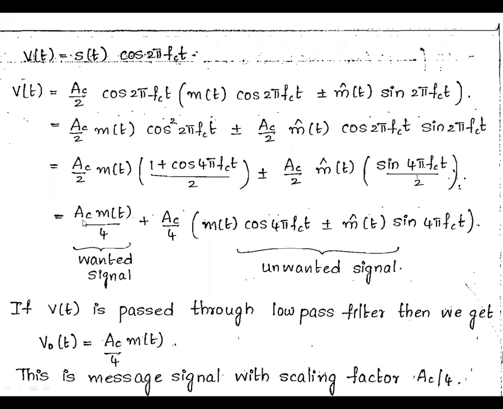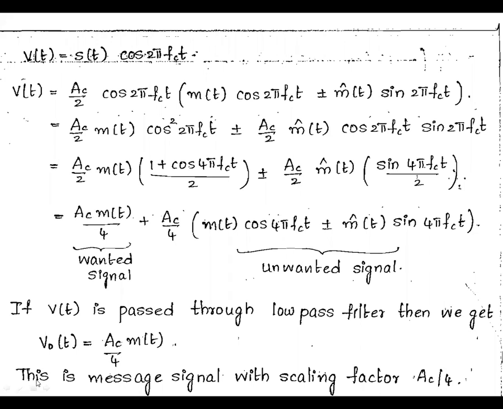This low frequency signal is AC M of t by 4. If the V of t signal is passed through the low pass filter, then we get V naught of t. V naught of t is AC M of t by 4. So this is the message signal, whose scaling factor is AC by 4. AC is the amplitude, and by 4 is the scaling factor.